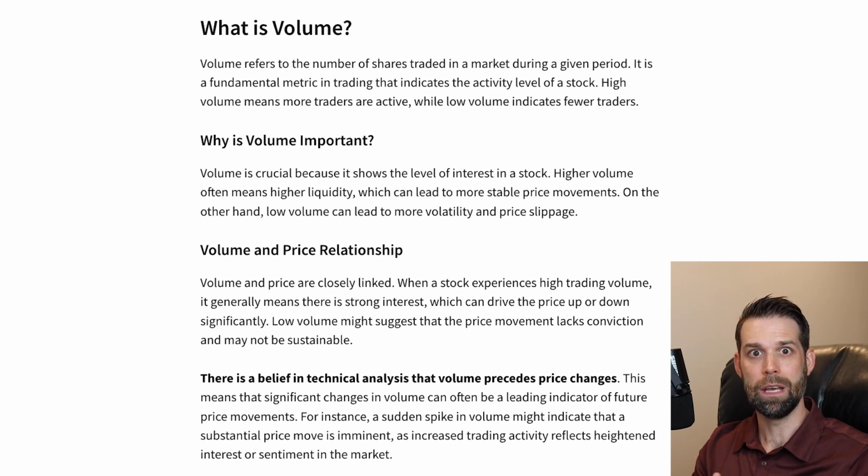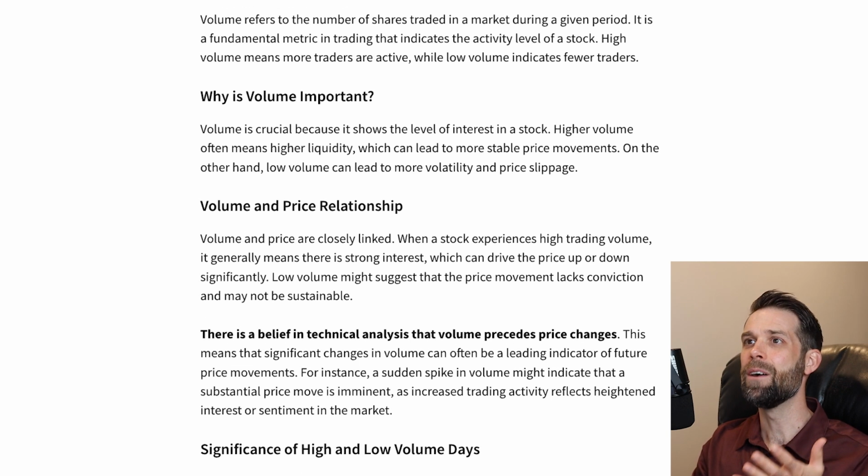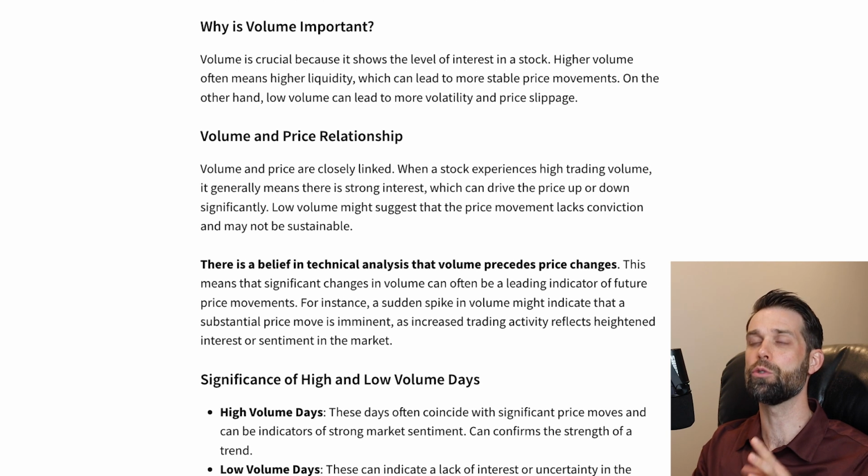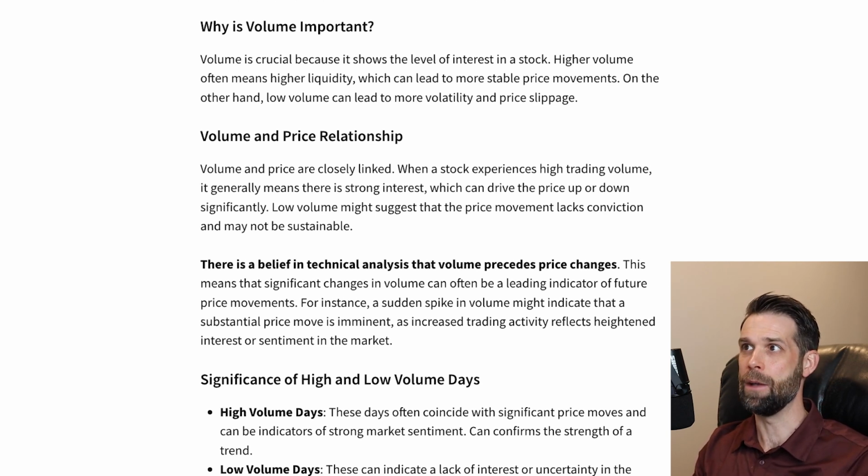High volume means there are more active traders trading that particular stock on that particular day, and low volume means there are just fewer trades happening that day. So why is volume important? It's crucial because it shows the level of interest in a stock.